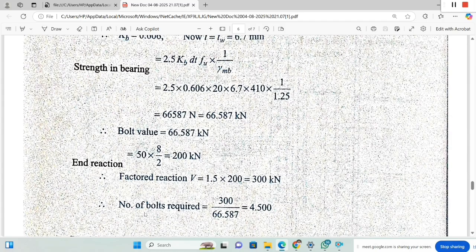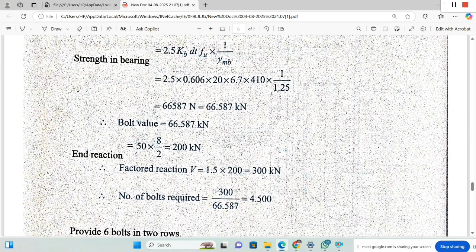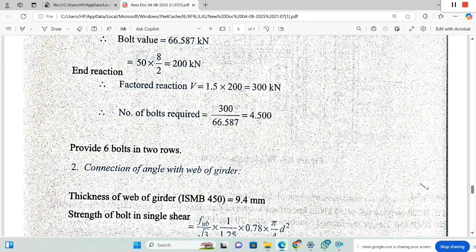So the number of bolts required will be the force to be transmitted, 300 kN, divided by the bolt value. So this many bolts are required in double shear. It is 4.5 here, so we go for the higher value. 5 we cannot provide, so provide 6 bolts in 2 rows.